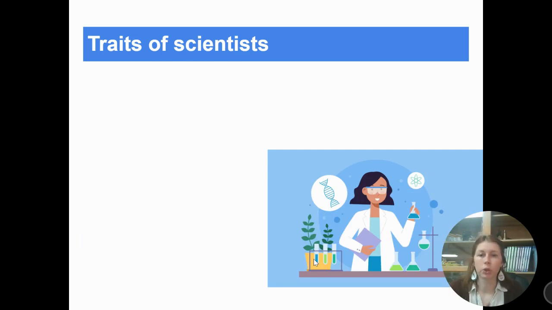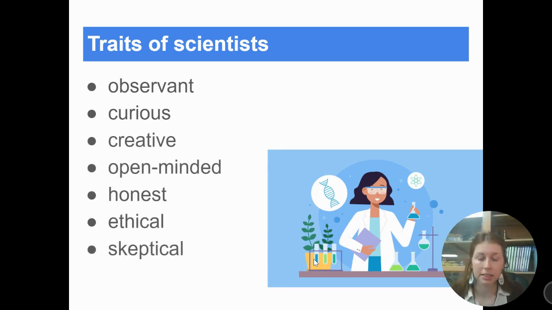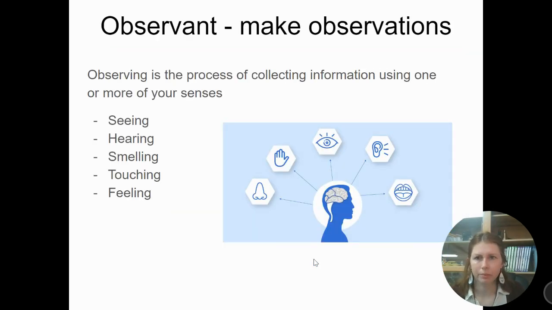And so here are some traits of scientists. They should be observant, curious, creative, open-minded, honest, ethical, and skeptical. Scientists can be other things, but these are some of the traits we're going to focus on. So what does it mean to be observant? Scientists must make observations. So observing is the process of collecting information using one or more of your senses. And so those are the 5 senses. You use those to help you make observations about the world around you.